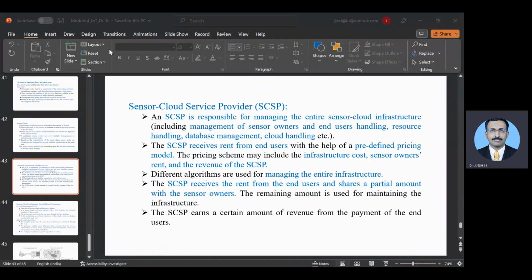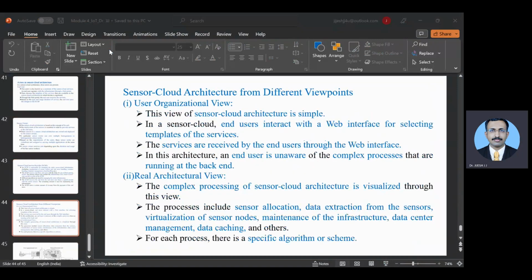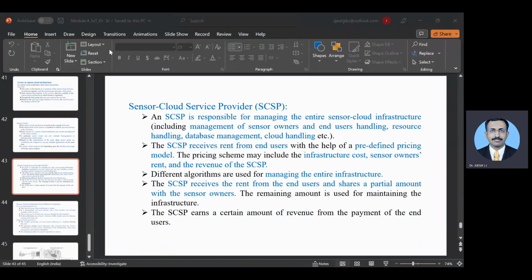So is this clear for you? So what are the three things? End user, sensor owner, and sensor cloud service provider.